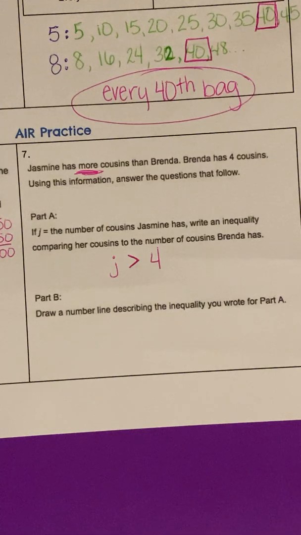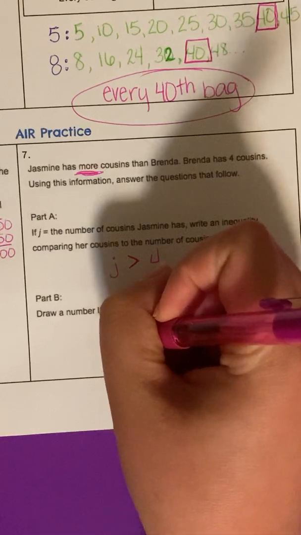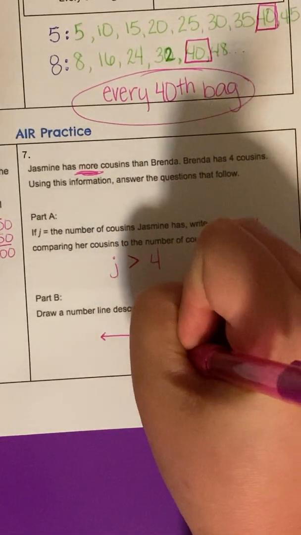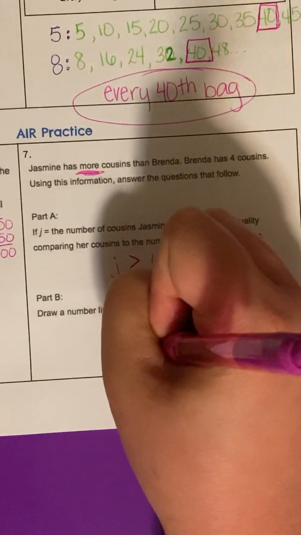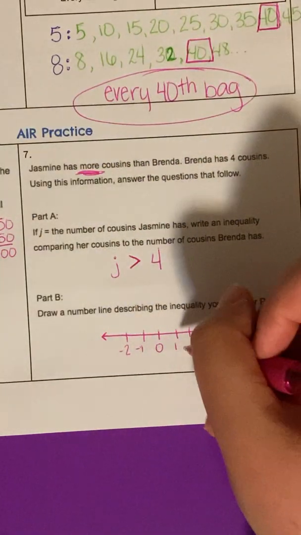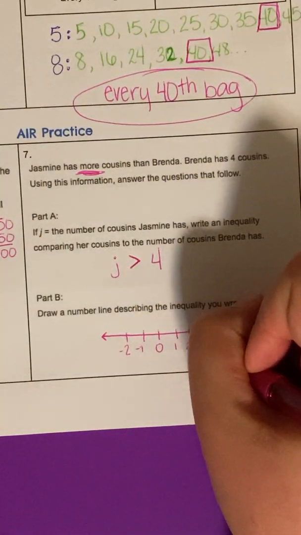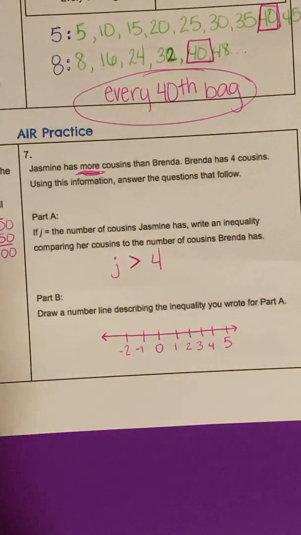Part B: draw a number line describing the inequality you wrote for part A. Yes, this is a little bit more challenging. However, it is not too bad. Let's draw a number line here. Easy peasy. We can do it. All right, let's put maybe a 0 here. 1, 2, 3, 4, -1, -2. I'm going to number my number line. Maybe I'll do a 5. There we go. And it can go on and on. Now, J is going to be greater than 4.